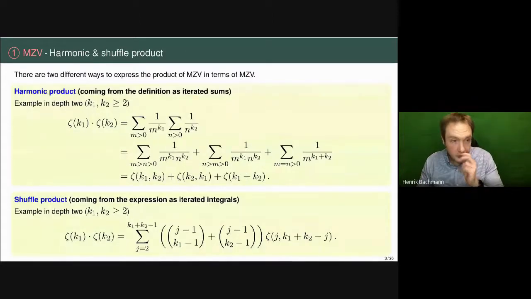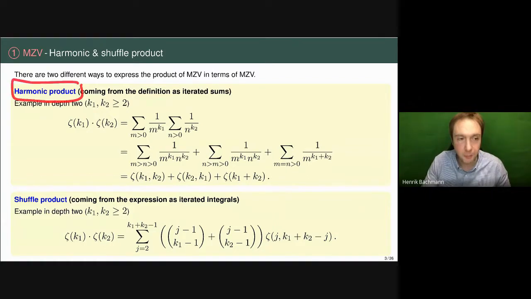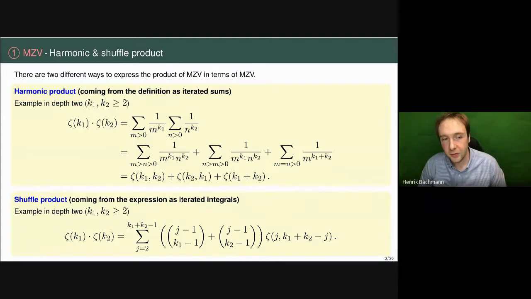Okay, so when you multiply two of these real numbers, there are actually two ways to do this. One simple way, and I just give one example, is called the harmonic product. This comes from the definition as these iterated sums. For example, if I take the product of two multiple zeta values in depth 1, meaning just the Riemann zeta value, then I have the product like this.